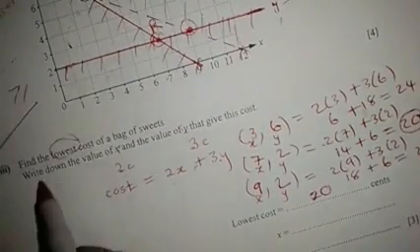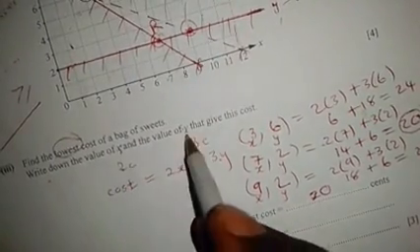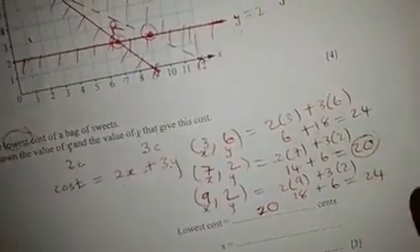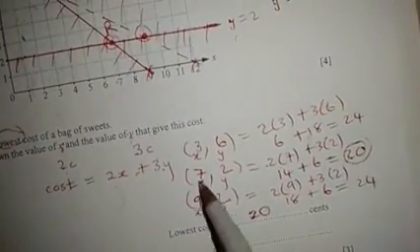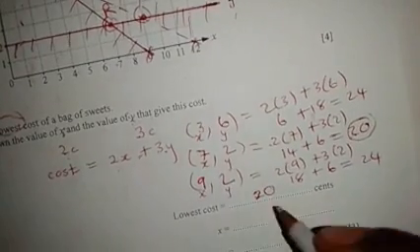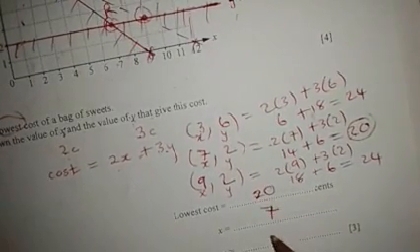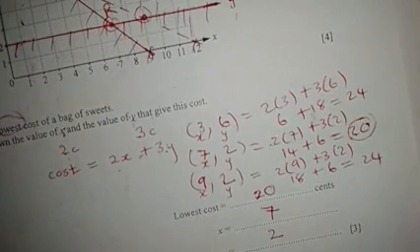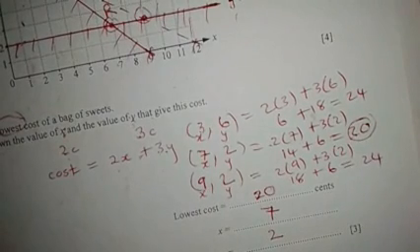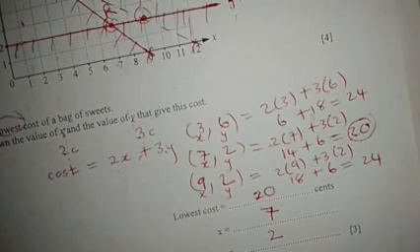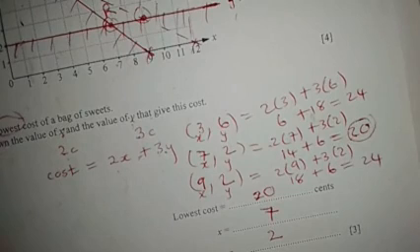Write down the value of x and the value of y that give this cost. So 20 was produced when x was 7 and y was 2. So on x you write 7, then on y you write 2. So this is how you calculate the lowest cost. I hope you are enjoying class. I want you to stay tuned as we move on to the next question.